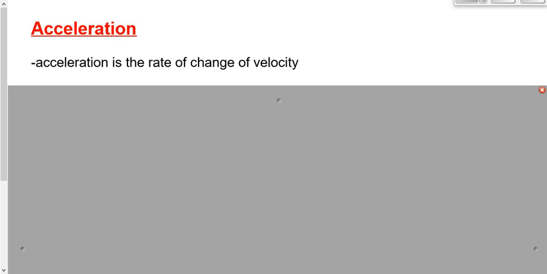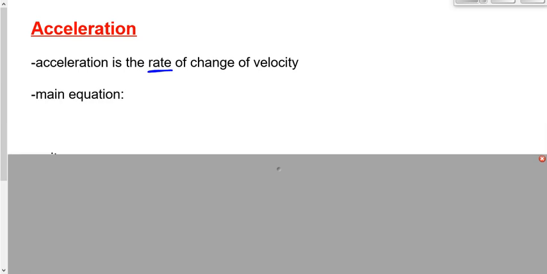That's how we're quantifying acceleration. Not just the velocity or even the change in velocity, but how quickly you're getting to 100 kilometers per hour or 50 kilometers per hour or whatever the case may be. It's the rate of change of velocity.